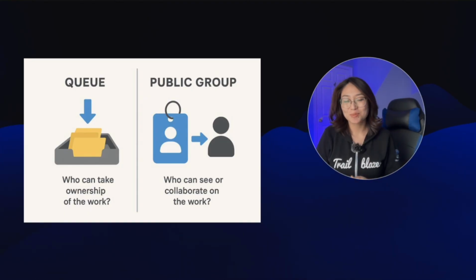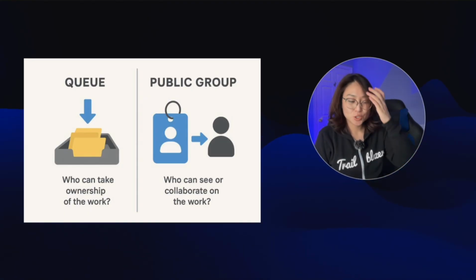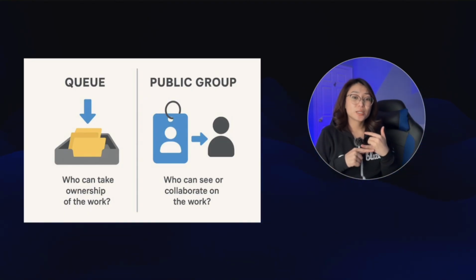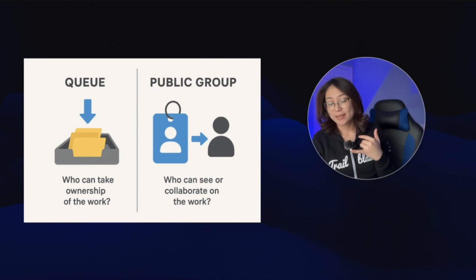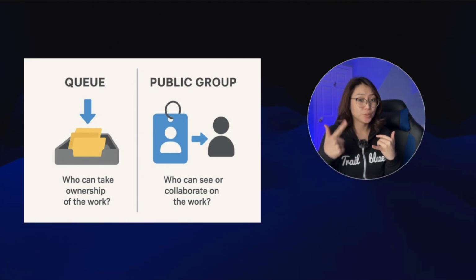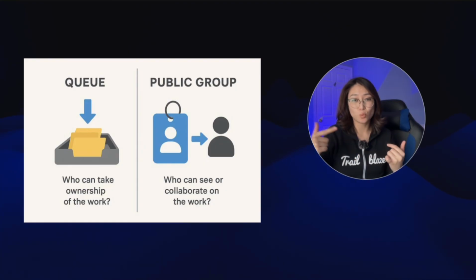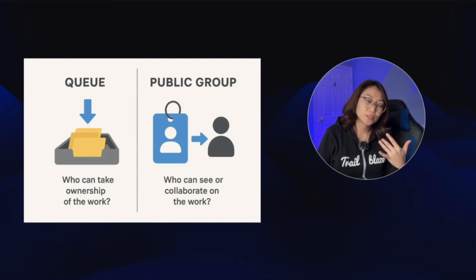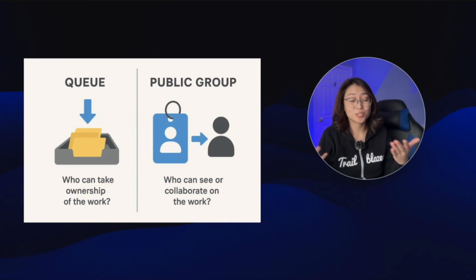And let's talk about the key difference. So here is the key difference. Public groups are mainly about access. Queues are about ownership and workload management. Public groups help you share. Queues help you distribute work.